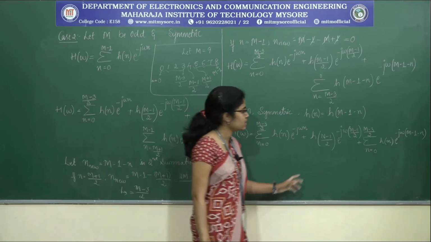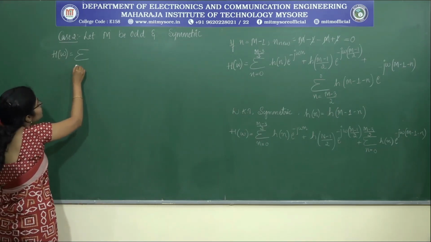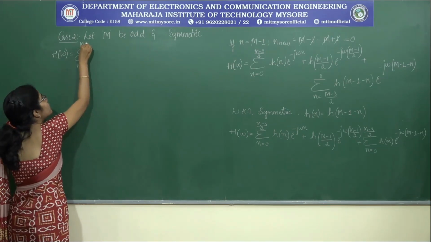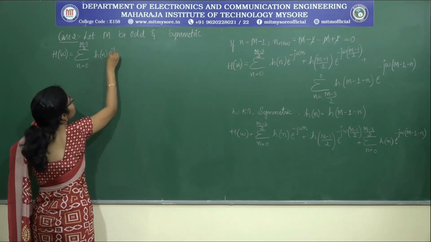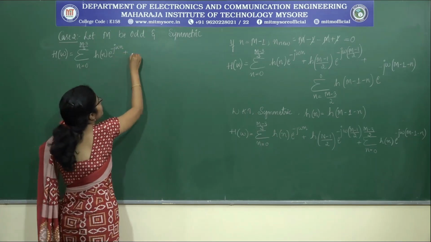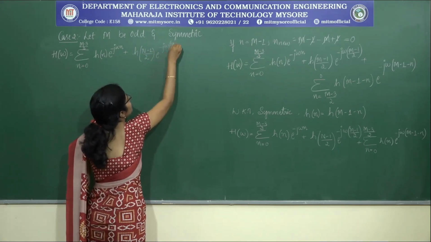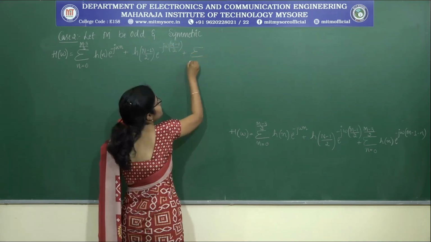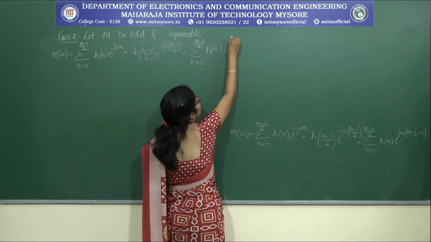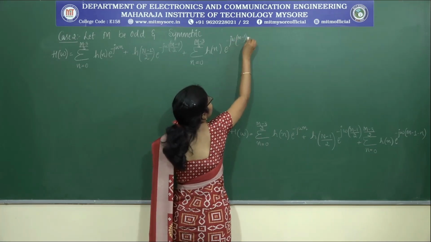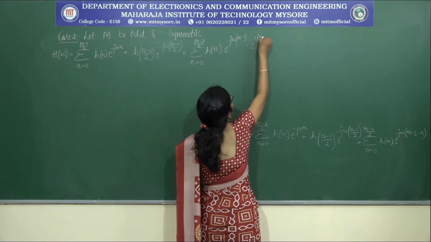In the next step, I will rewrite this exponential term separately for m minus 1 as well as n. If I do so, what will be the equation for h of omega? H of omega will be equal to summation n from 0 to m minus 3 by 2, h of n into e power minus j omega n, plus h of m minus 1 by 2 into e power minus j omega m minus 1 by 2, plus summation n ranges from 0 to m minus 3 by 2, h of n into e power minus j omega m minus 1, into e power minus into minus gives us plus j omega n.